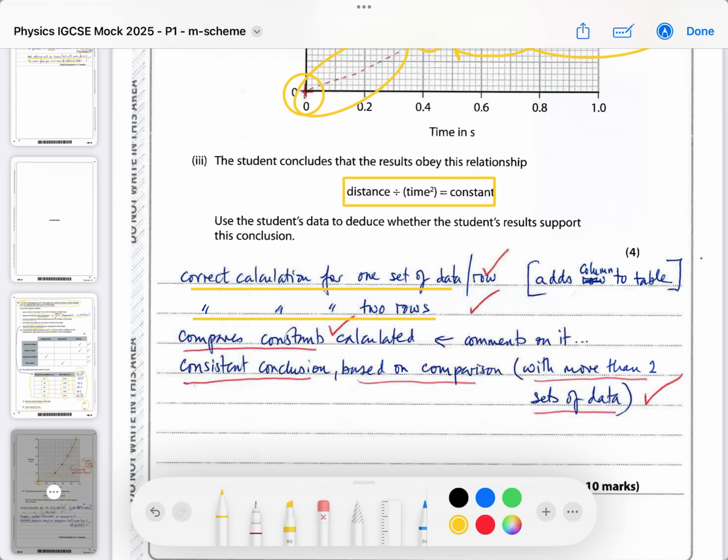And then you should compare the constants and comment on the constants that you've calculated. Because that allows you to have a consistent conclusion, based on your comparisons. So the final bit was that you've written a conclusion which you should say, yes, the student's data does suggest that the distance divided by time squared is a constant, and that will be the 4th mark. Hope that makes sense to you.